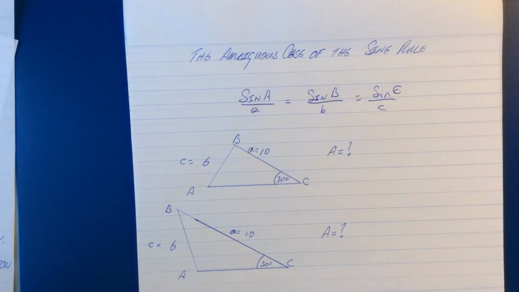And today we're looking at the ambiguous case of the sine rule. Now, what is that about? Well, the short answer is that sometimes when you use the sine rule, you will get two possible answers. And you sometimes then have to do a little bit of head scratching to figure out which answer is the correct one. And what I'm going to try and do here is show you how this all works.